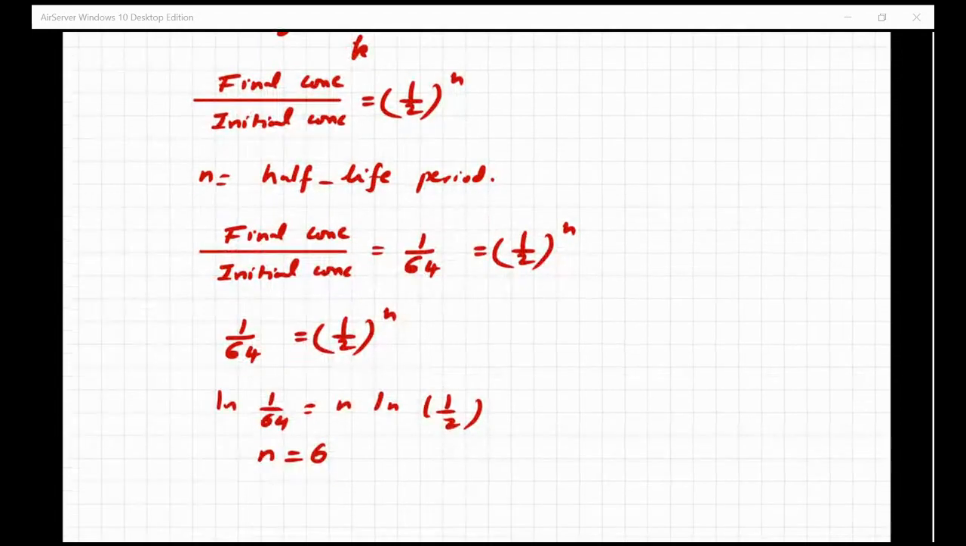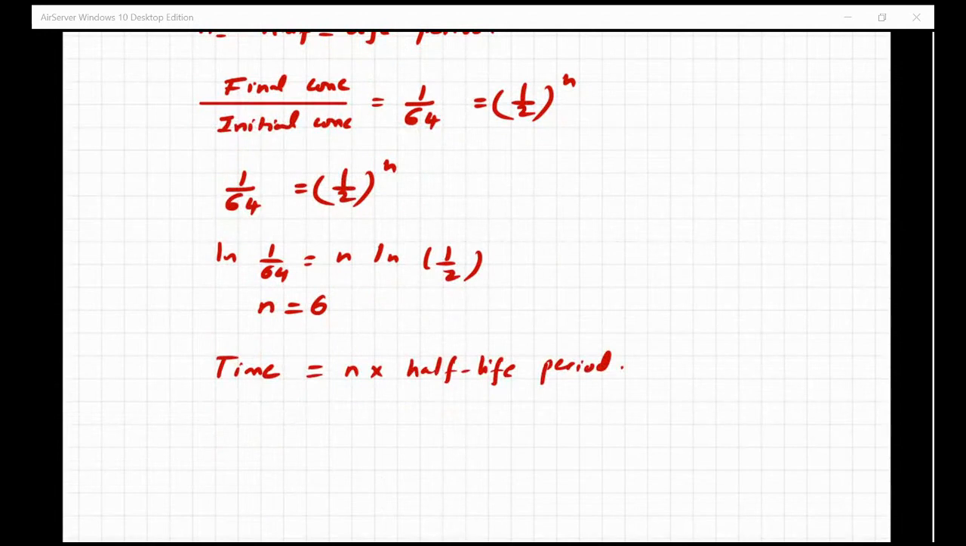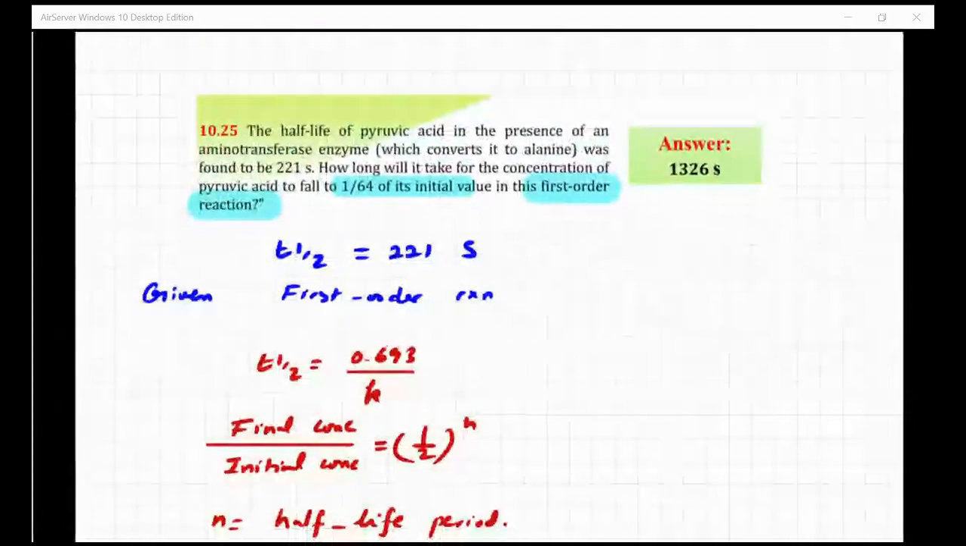Fine. Then what do we do with this n? We got n, and we want the total time. Time will be equal to n times the half-life period. Again, this is only applicable for first order reactions. So I have 6 and I have 221, which will give me the answer. Of course, this is in seconds. So this is one question.